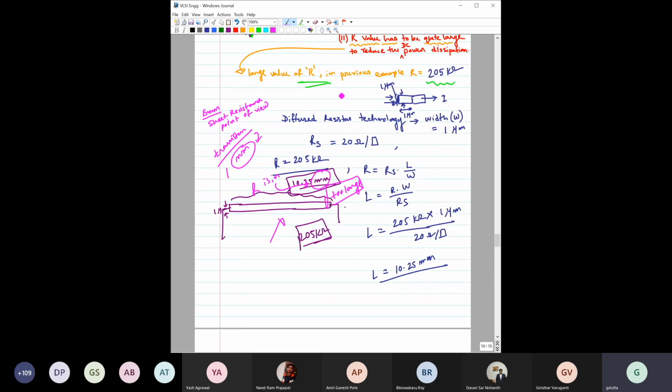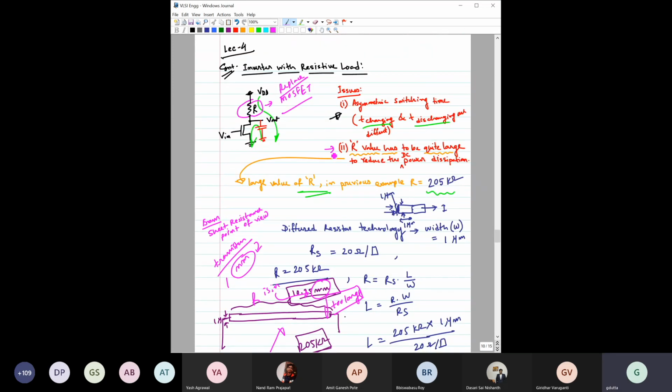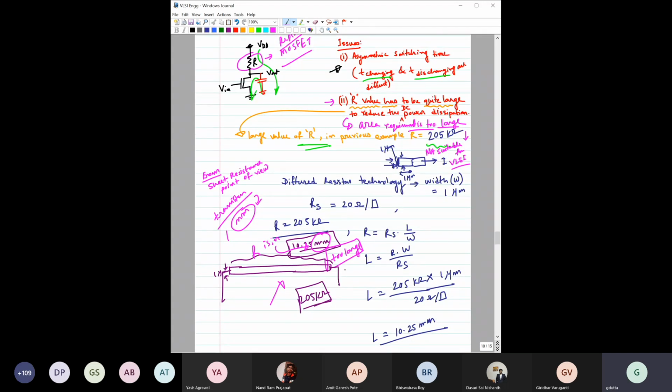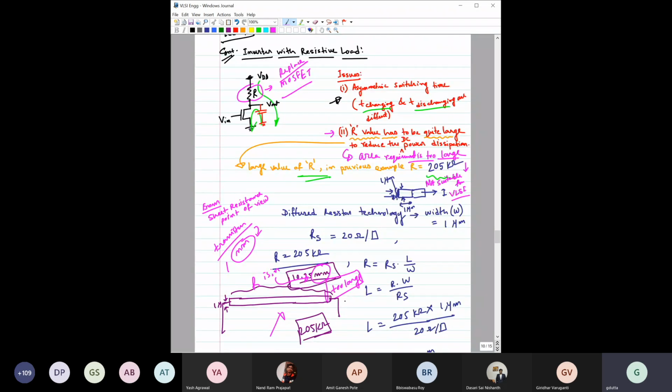Okay. Now, another issue you understand. R value too large, and too large means what is the implication? Implication is area requirement is too large, right? Then not suitable for VLSI. So remember this. Okay, let me ask you, do you think there is any other issue with this design?